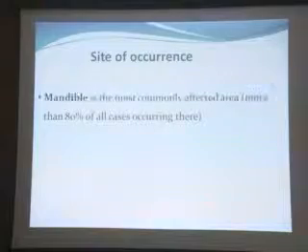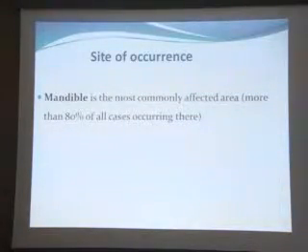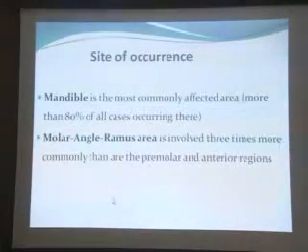Now next, the site of occurrence. What are the different areas in the oral cavity which are more prevalent? Mandible. As you all know, this is an intrabony lesion, so it may occur in the mandible or the maxilla. Amongst these two jaws, the mandible is the most commonly affected, with more than 80% of cases occurring in the mandible. That too, in which area? Whether anterior or posterior? No, anterior.